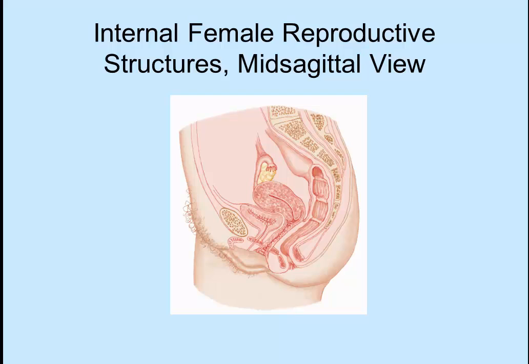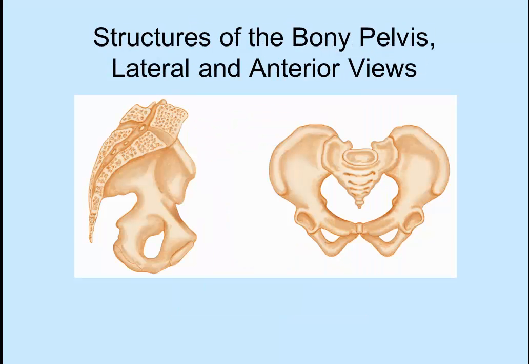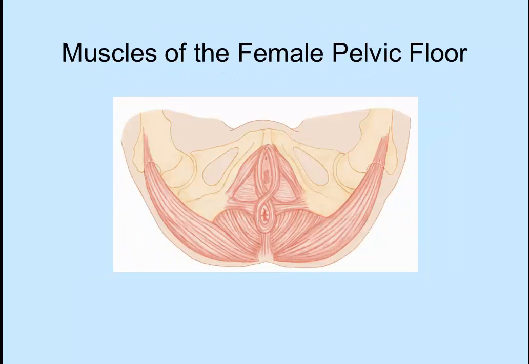I want you to be aware of what the cervix is, that the cervix is kind of like a doorway to your uterus. Structures of the bony pelvis, the lateral anterior views. This is also something that will become important when we start talking about labor and delivery and the birthing process itself. Here you can see the muscles of the female pelvic floor. These are the muscles that become important when it comes to, one, pushing during childbirth, and also during that postpartum period when we talk about wanting to strengthen that pelvic floor to improve bladder function.